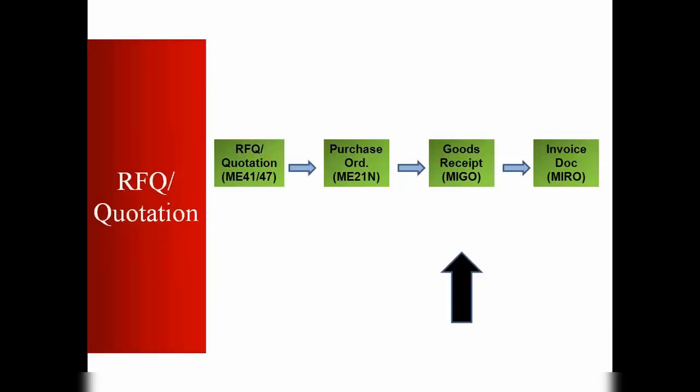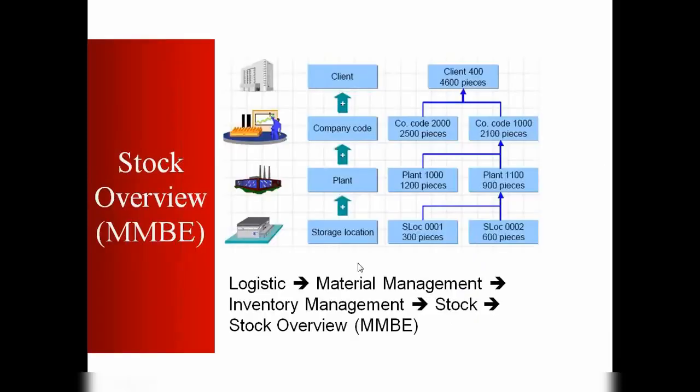So in the company you can see the stock. How do you see the stock? There's a transaction called MMBE, but before I show you the stock in the system, you can see here that you can see the stock from different levels. On the top you have a client level. The client has two company codes, each company code has two plants, and each plant has two storage locations. So you can look at the stock from the storage location, where the stock is 300 here and 600 here.